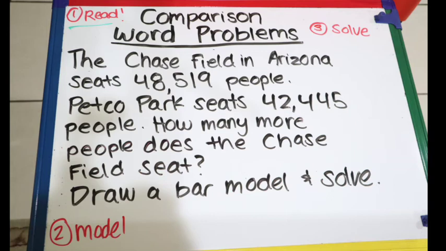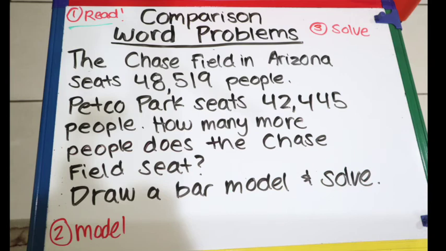Here is your video response question. The Chase Field in Arizona seats 48,519 people. Petco Park seats 42,445 people. How many more people does the Chase Field seat? Draw a bar model and solve.